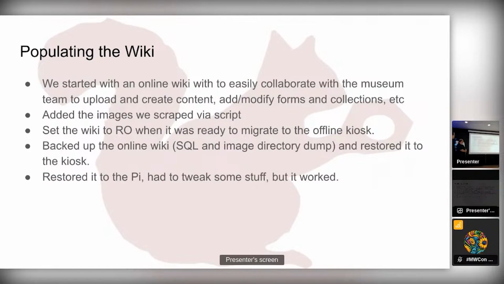We started this thing by putting it on a shared hosting site where I have a bunch of wikis, so we just put up one more wiki on there so that we were able to collaborate with them and use a wiki how it's supposed to be used, collaborative editing, for doing the initial setup. And then when we were happy with what we had, we added the images there, then we set it to read-only, dumped it all, and restored it to the Pi. We had some workarounds with that, but it worked out for us.